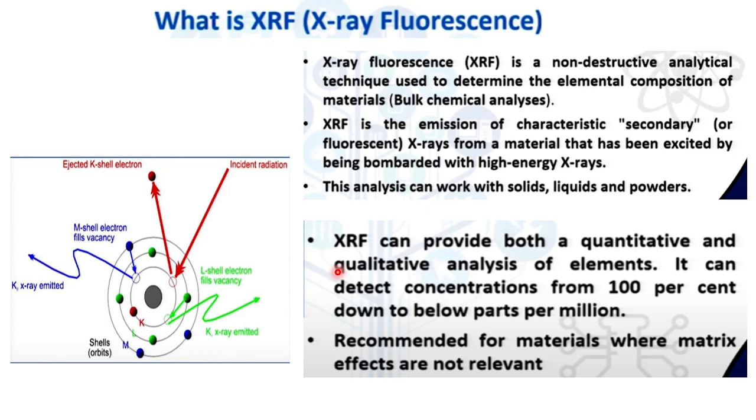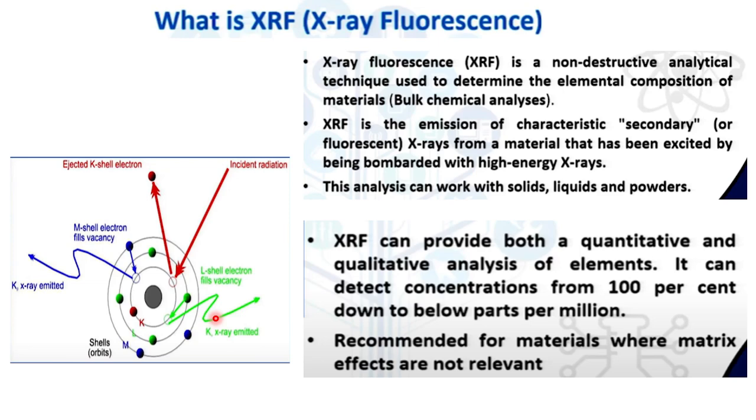Now it is the emission of a characteristic secondary or fluorescent X-ray from a material that has been excited by being bombarded with high energy X-ray. Whenever there is a high energy X-ray, it will eject a K shell electron, and whenever there is an ejection, there is formation of a vacancy. To fill that up, a higher energy electron will come down to the lower energy shell, and that excess energy will be emitted as X-ray fluorescence.